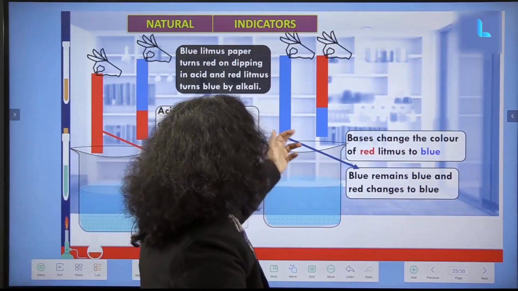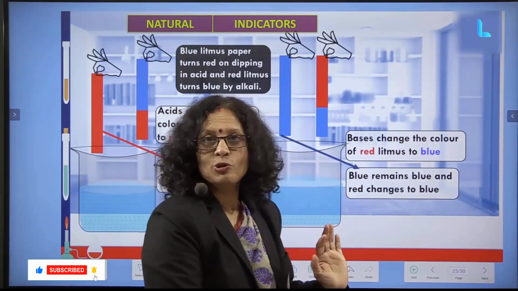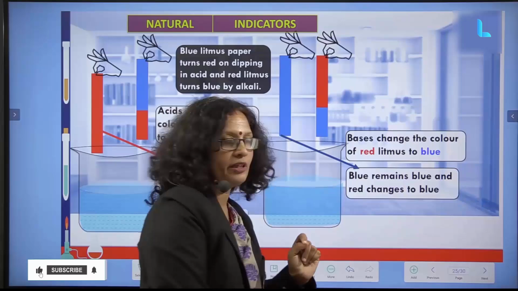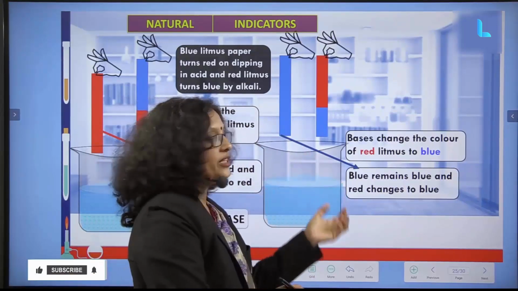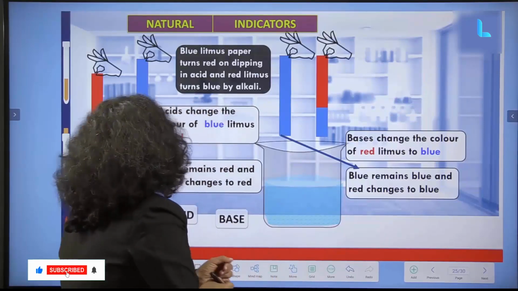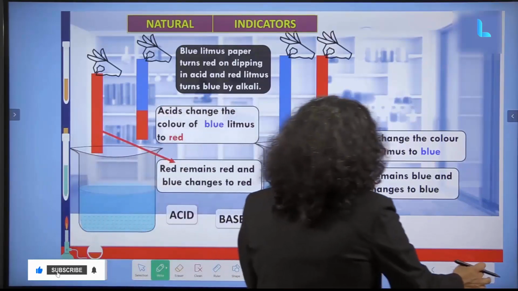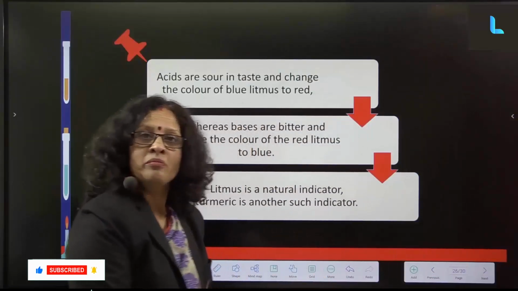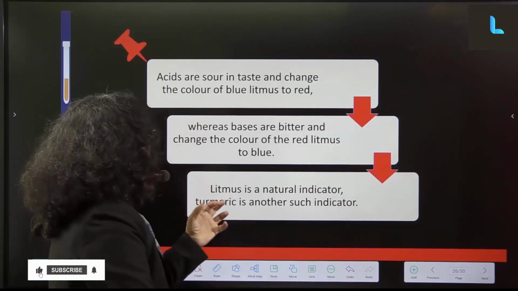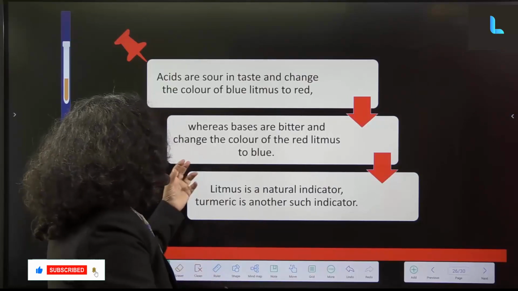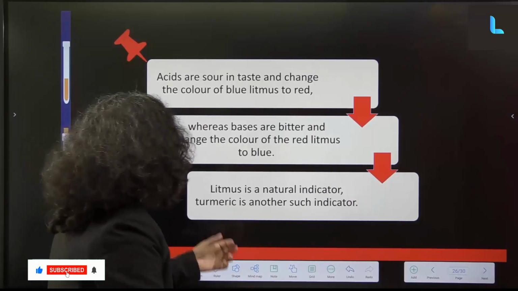Now we can see that blue litmus, when dipped in a basic solution, stays blue. It will not change color. But if we dip red litmus in a basic solution, it will change to blue, meaning it is a base. So red to blue and blue to red indicate whether the substance is acidic or basic by the change of color in litmus paper. Acids are sour in taste and change the color of blue litmus to red, whereas bases are bitter and change the color of red litmus to blue.